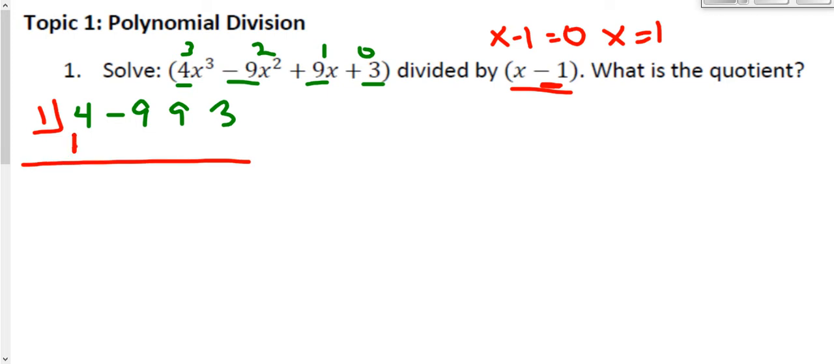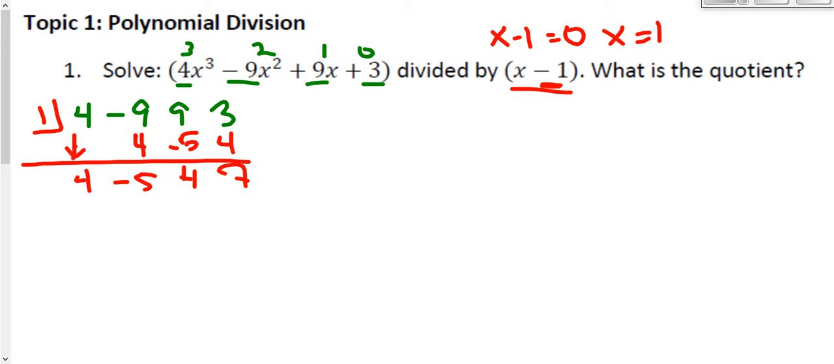The first thing I do is bring down my first number, 4. I multiply it by whatever's in the top left corner, so I multiply it by 1 and write it underneath the next number in line. Then I add up and down. Negative 9 plus 4 is negative 5. Again, I take this number, multiply it by the top left corner, I get negative 5, and I add up and down. So 9 minus 5 is 4. And one more time, I multiply it by the top left corner, write it underneath the next number, and add up and down. Now this is my answer.